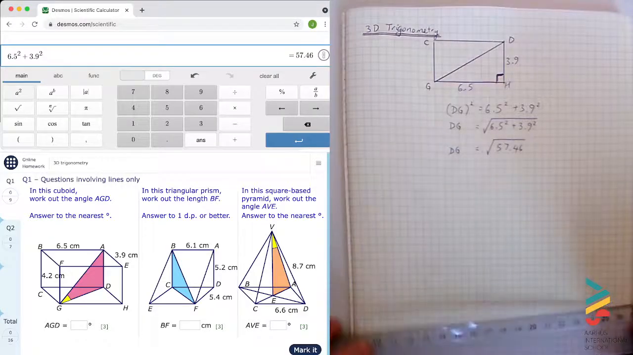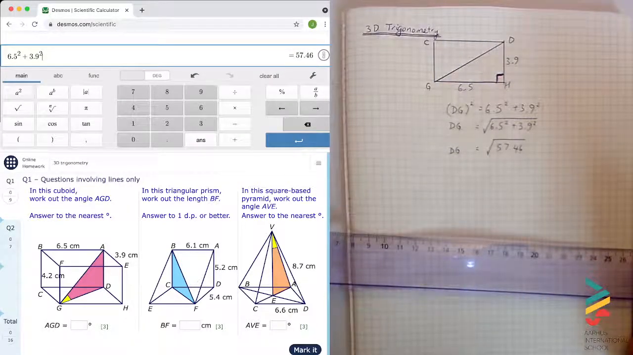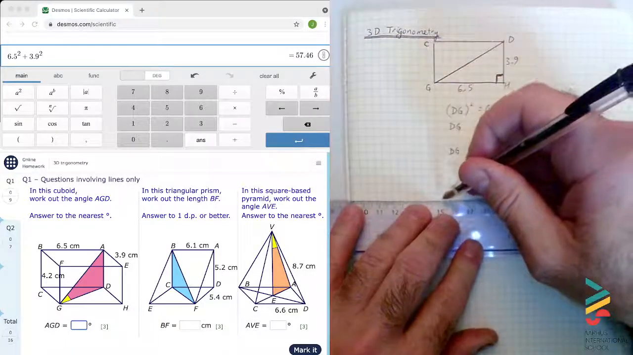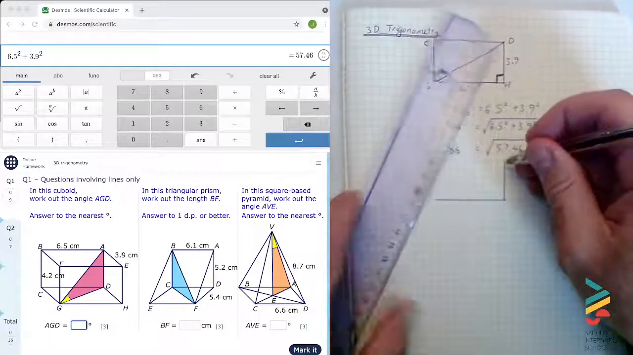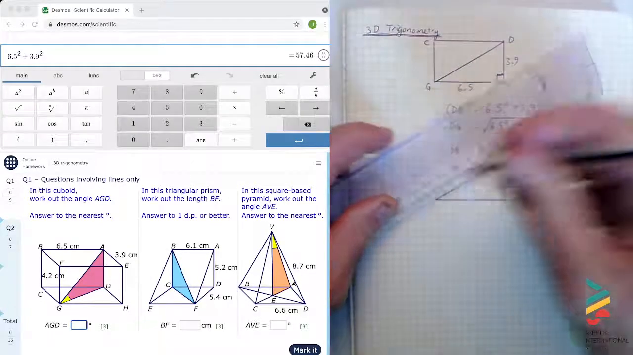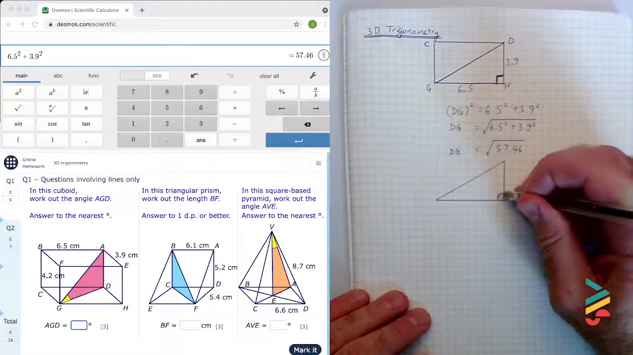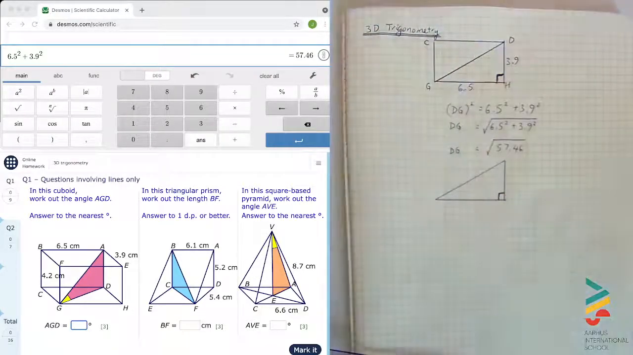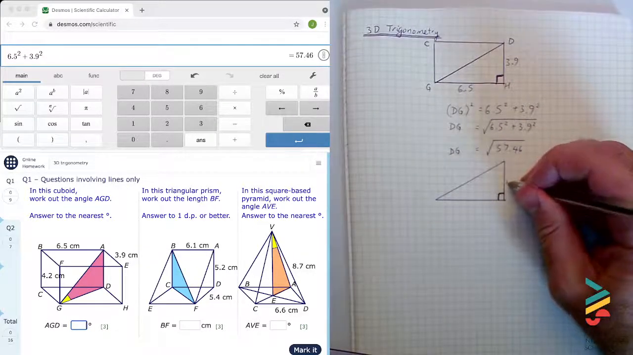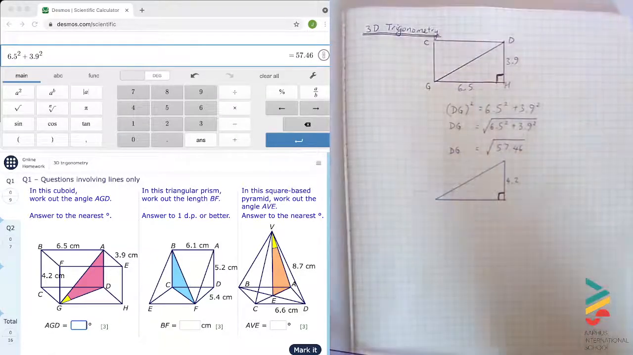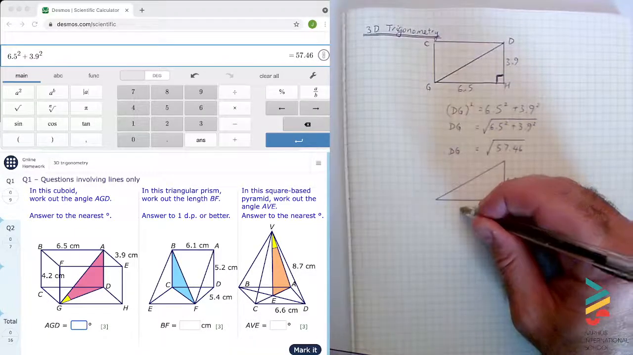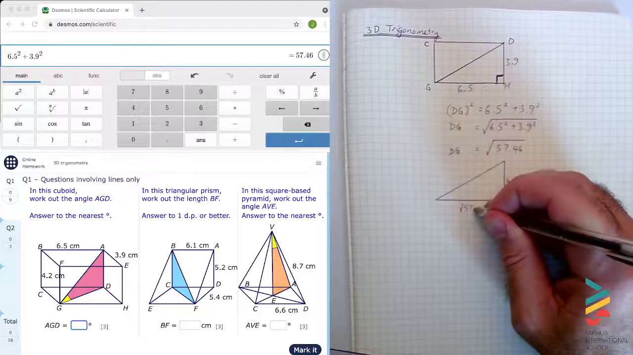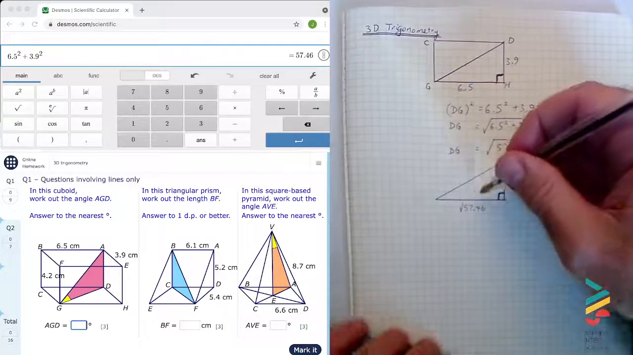I'm now going to look at the pink triangle. So in the pink triangle, we've got three sides, obviously. And that pink triangle is right angled because it's something that's horizontal along the ground against something that's vertical. We can see from the question that the height of that is 4.2. And then we just worked out that the base of it, DG, was the square root of 57.46.